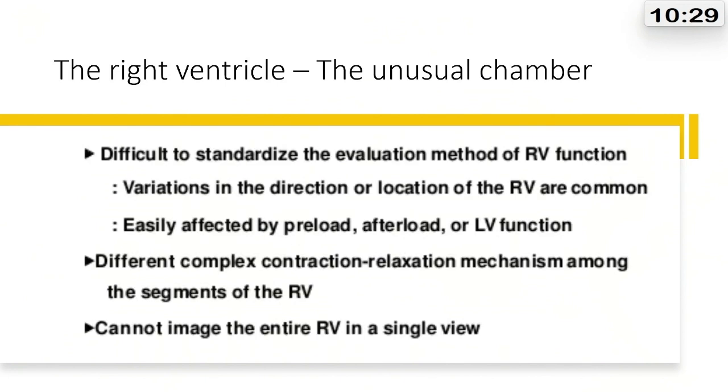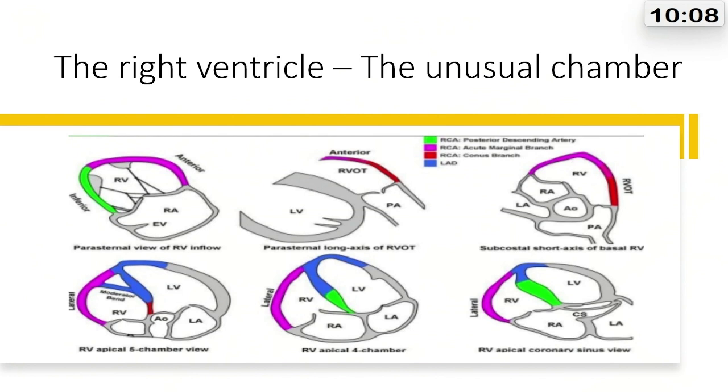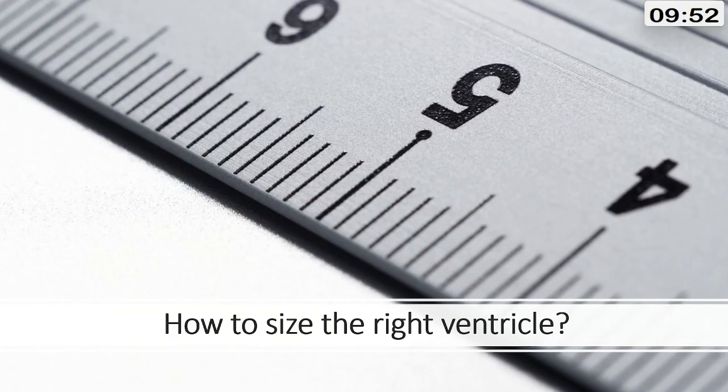There is difficulty in standardizing the evaluation method of RV function because there are variations in direction or location of the RV, and it is easily affected by preload, afterload, and even the LV function. There is also complex contraction relaxation mechanisms, and it cannot be entirely imaged in a single view. In addition, the coronary supply of the right ventricle is not that simple. It is almost supplied by the 3 major coronary vessels, not only the right coronary in a number of patients. So how to start with function assessment?